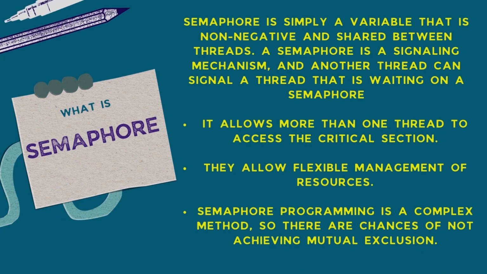Next, what is a semaphore? A semaphore is simply a non-negative variable shared between threads. A semaphore is a signaling mechanism, and another thread can signal a thread that is waiting on a semaphore. It allows more than one thread to access the critical section. They allow flexible management of resources. Semaphore programming is a complex method, so there are chances of not achieving mutual exclusion.